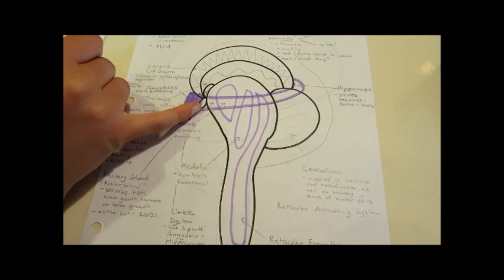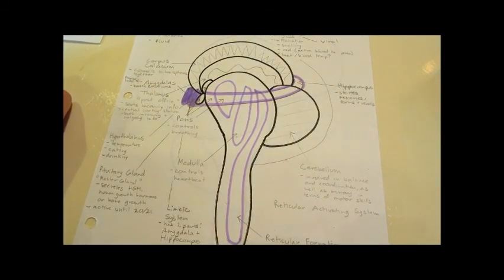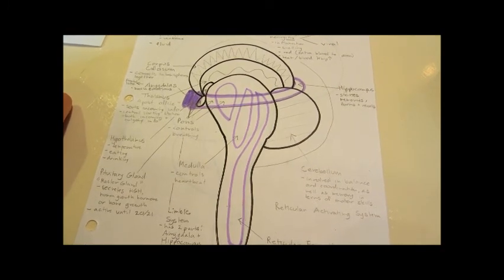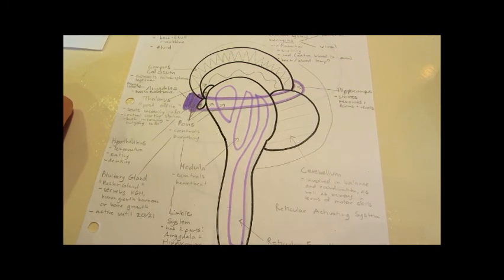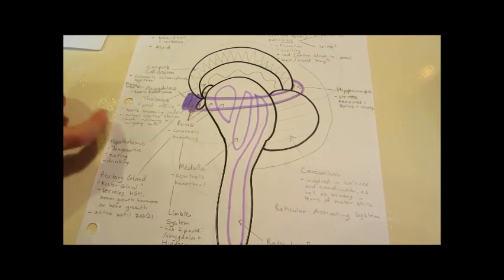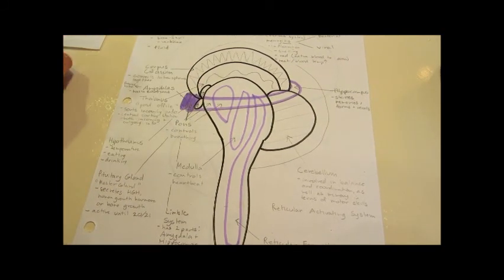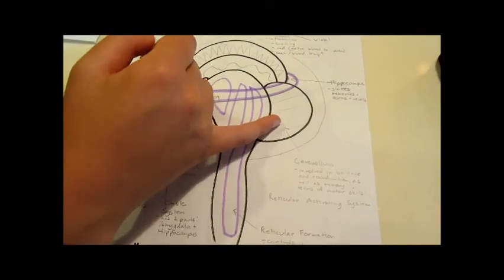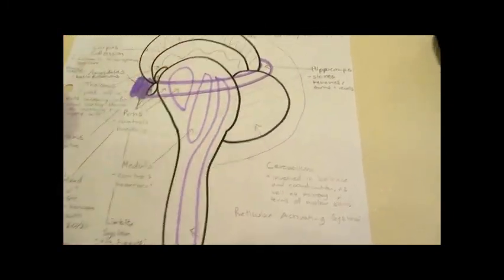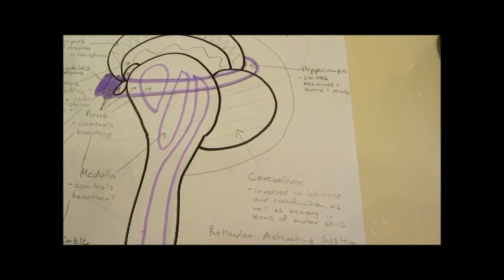Here we have the pituitary gland, which secretes HGH, or the human growth hormone, so that the bones can grow. This is active until about age 20 or 21. Then we also have the hypothalamus, which controls temperature, eating, and drinking. Lastly, we have the cerebellum, which is involved in balance and coordination of movement, as well as memory in terms of motor skills.